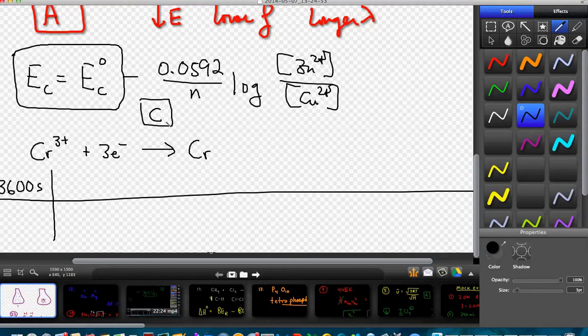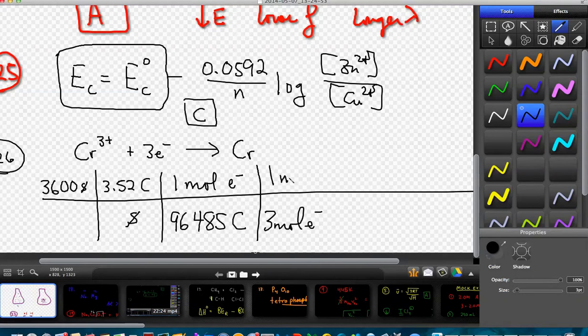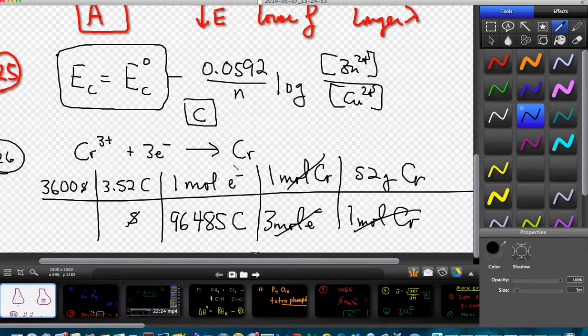At a current of 3.52 amps, which is 3.52 coulombs per second. We know that a Faraday is 96,485 coulombs for every mole of electrons, and it takes 3 moles of electrons to produce 1 mole of chromium, and 1 mole of chromium is 52 grams of chromium. So now we have everything in place. Just to show you, all our units will cancel.